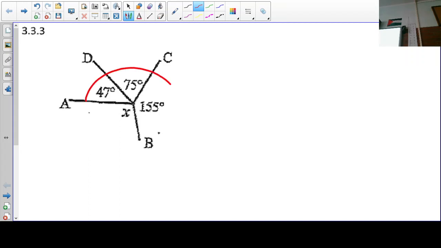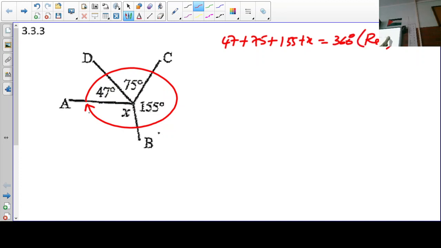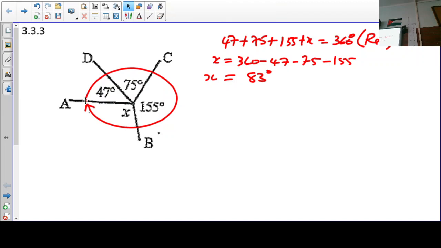Okay, how do we solve this one? These are angles around a point or the revolution. Not so? So I say 47 plus 75 plus 155 plus x equals 360. Why? It's a revolution. So x is equal to 360 minus 47 minus 75 minus 155, which gives an angle of 83 degrees. You all agree with that? Okay? Yes?